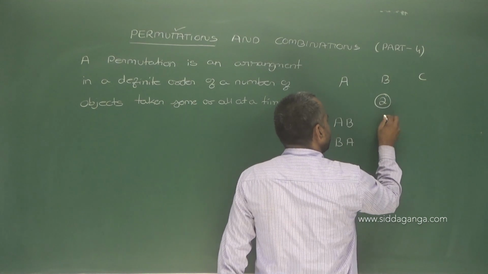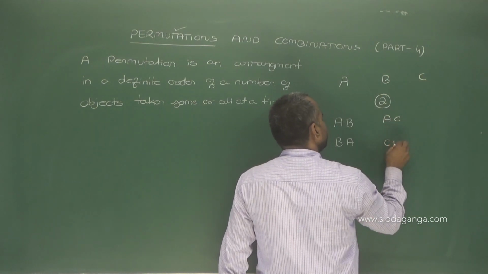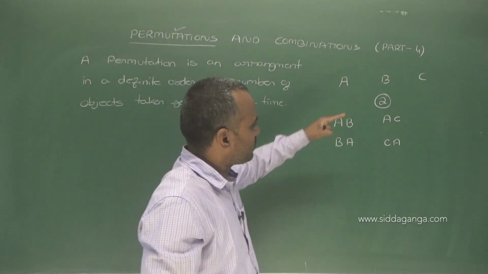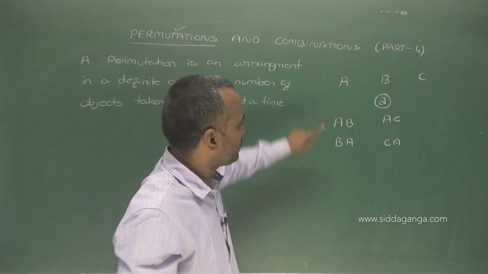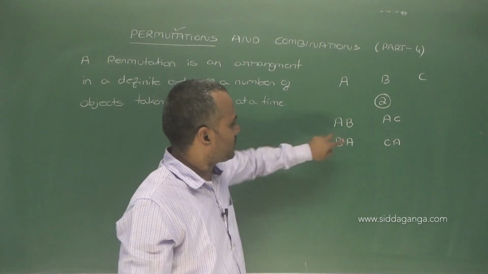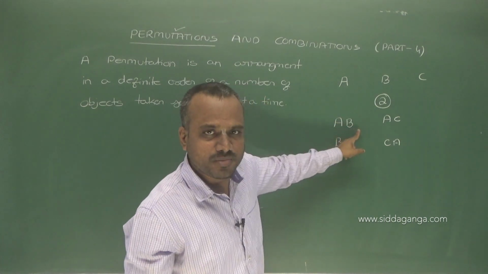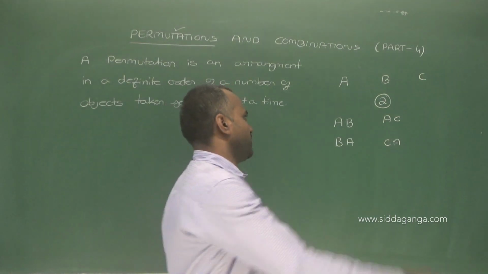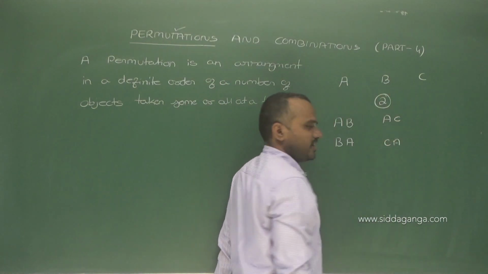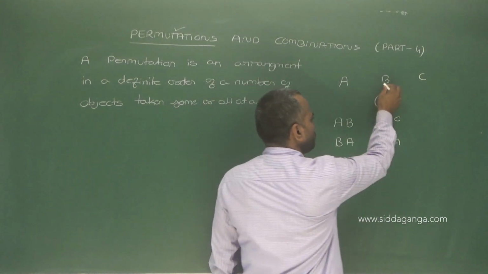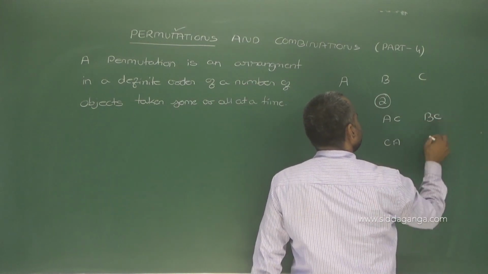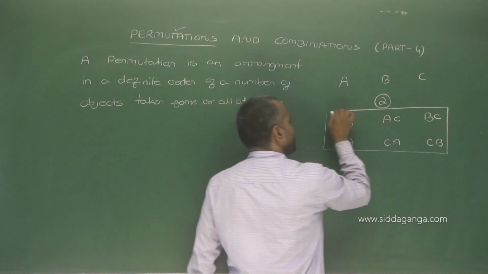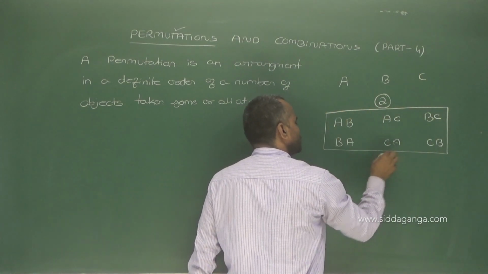Similarly with A and C: AC, CA. So 3 alphabets in my pocket, and we have to arrange 2 at a time. With B and C: BC, CB. Total number of arrangements is how much? It is 6.